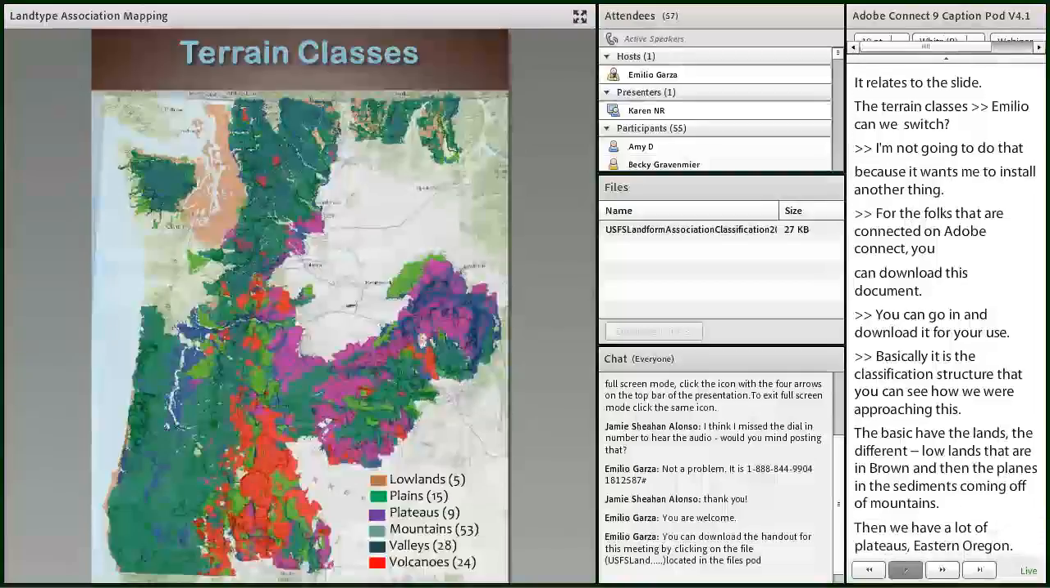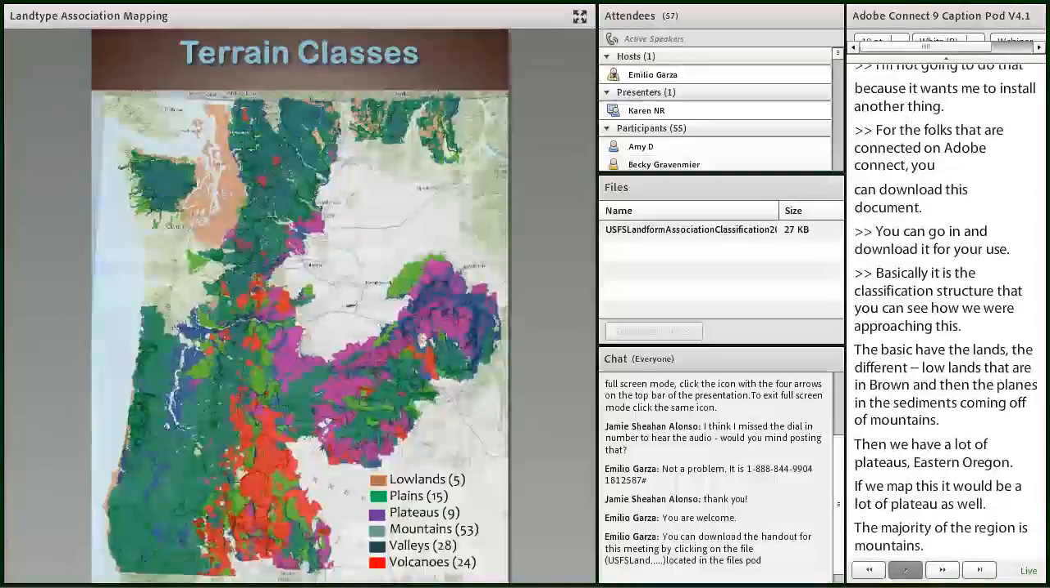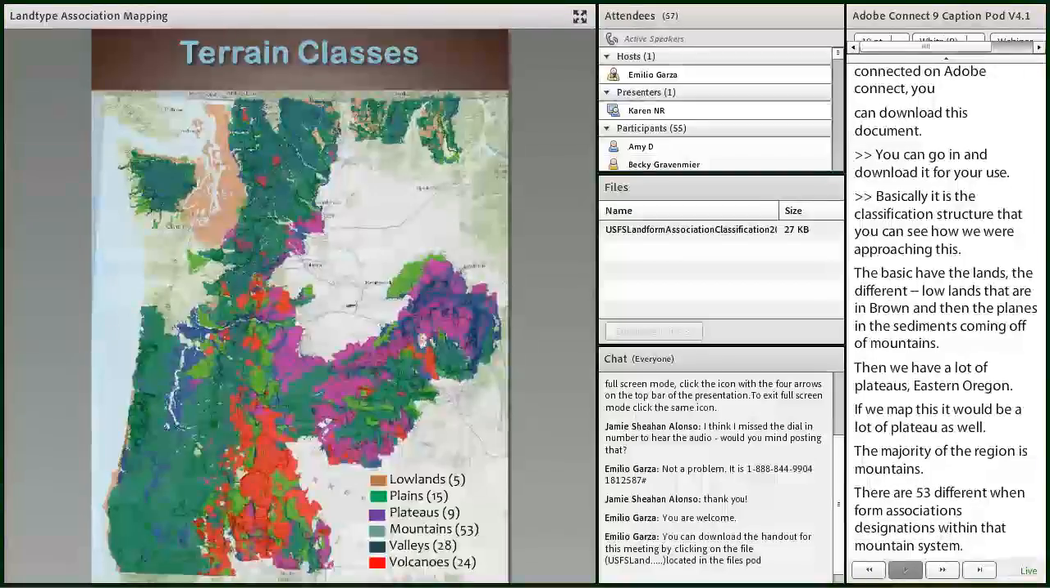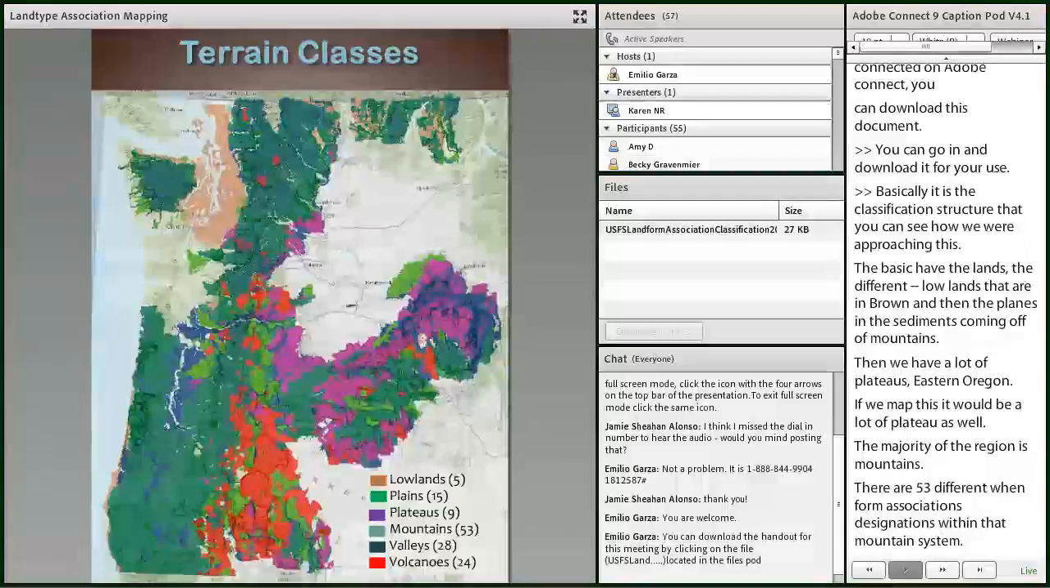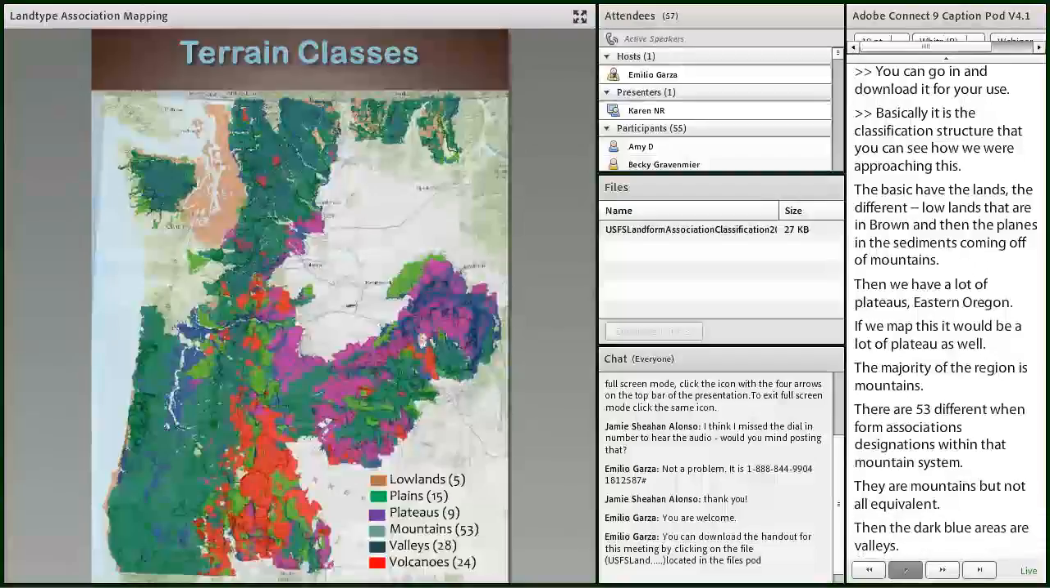The majority of the region is mountains, and there are 53 different landform association designations within that mountain system. So it's mountains, but they're not all equivalent mountains. And then we have the valleys, the dark blue areas, all these fluvial valleys up here in the glacial terrain. And then we have all this volcanic terrain, which has really never been mapped before.